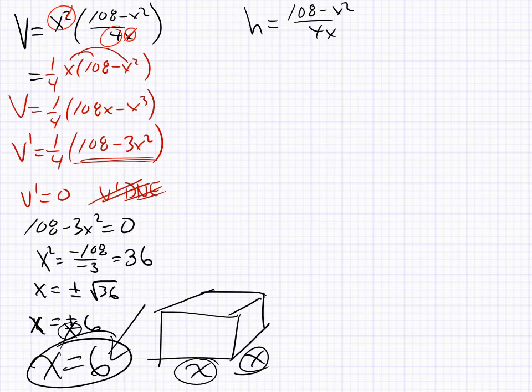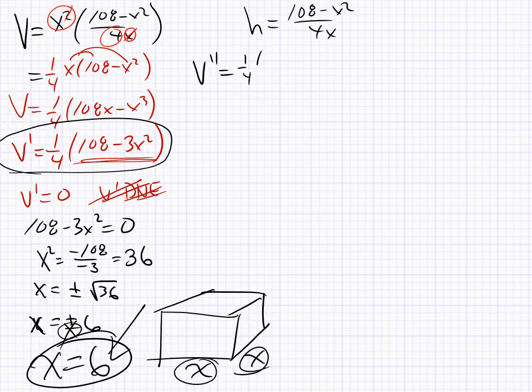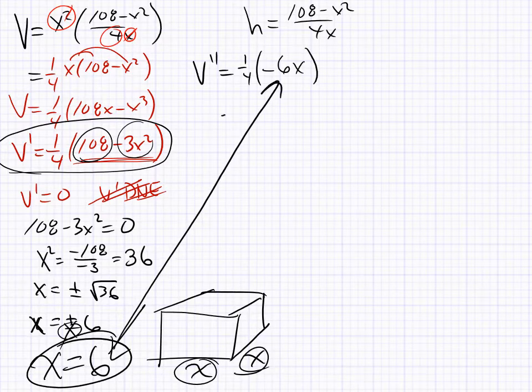I like to use the second derivative test. In that, I'd have to find the second derivative. Well, if this is v prime, the second derivative would be 1/4 times the derivative of 108, which would be 0, and the derivative of this is going to be minus 6. If I plug 6 into there, this is going to be negative. If it's negative, I'm on a concave down picture because of the second derivative. A concave down picture would yield a maximum value, and so 6 is a maximum.